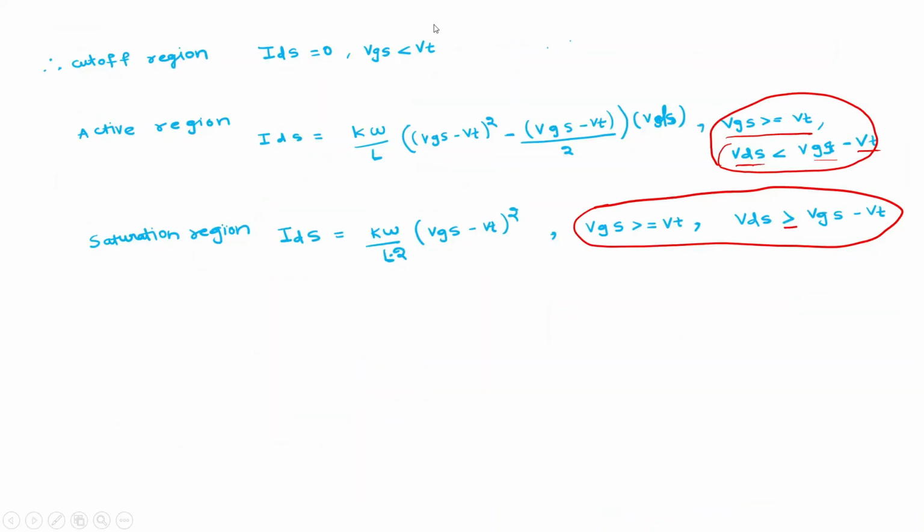Now let us conclude. For the cutoff region, IDS equals 0, and whatever the VDS value, it doesn't matter as long as VGS is less than VT, that is the threshold voltage. In the active region, we get KW by L, VGS minus VT whole square minus VGS minus VT by 2 into VDS, where VGS is greater than or equal to VT, and VDS is always less than VGS minus VT. For the saturation region, VDS is always greater than or equal to VGS minus VT, so when we substitute here, it simplifies to this IDS equation. So that's it about NMOS IDS.